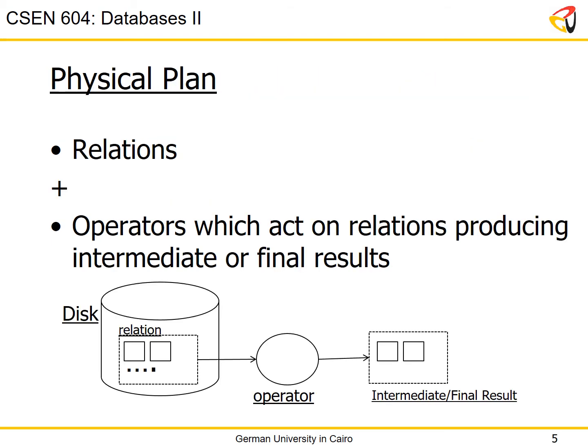Now, at the lowest level, if you ask me, what's a physical plan? It's really two things. That's the most basic kind of physical plan if you're building a database engine from scratch that you will have to support. First of all, you must have relations, obviously, stored on disk. And you must have, and this is really the physical plan part, what we call operators, low-level operators, which act on these relations to produce some intermediate or final result.